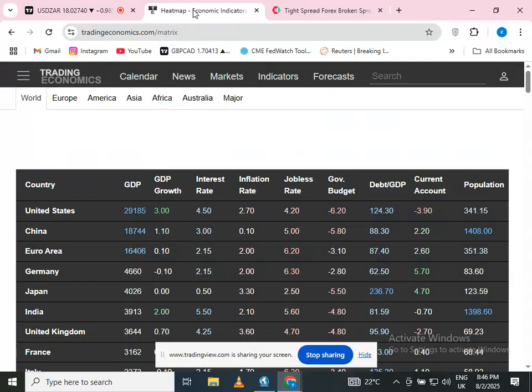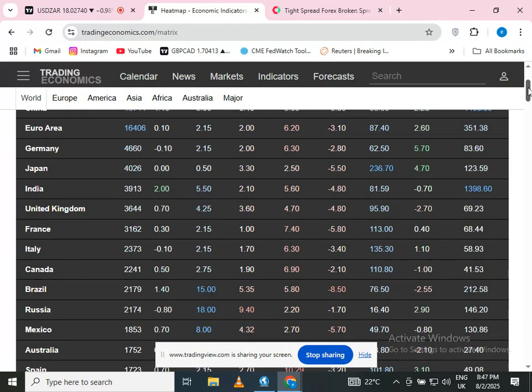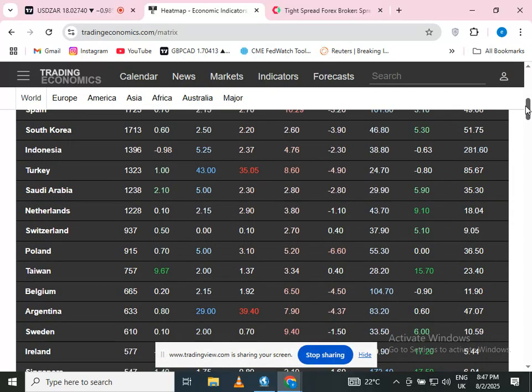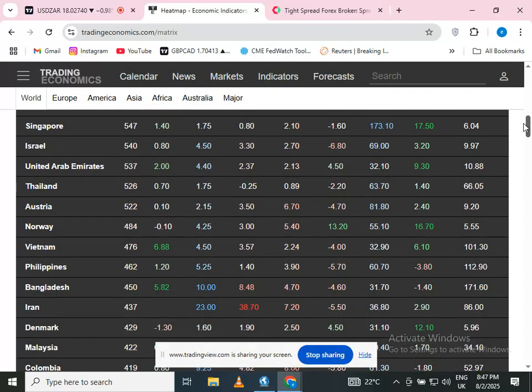So what are swap rates? These are the difference between the interest rates of two countries. For example, the US has an interest rate of 4.5%, while South Africa has an interest rate of 7.25%. So let's take a look. You see the US has an interest rate of 4.5%, while the euro has an interest rate of 2.15%. The difference between these two interest rates is what we call the rollover rate.